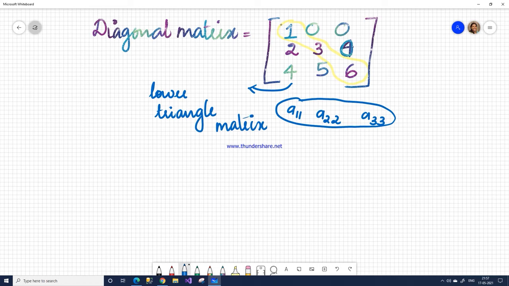So this is our triangle formed by a diagonal matrix. So it is a lower triangle matrix.